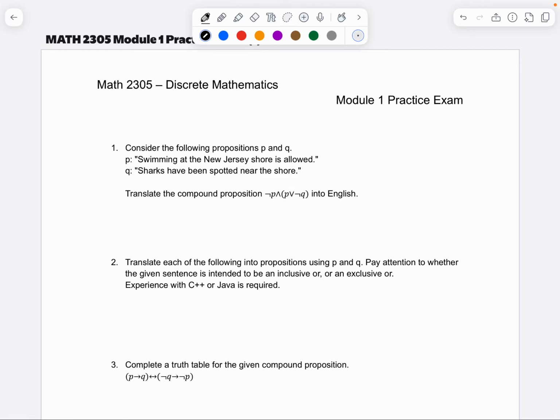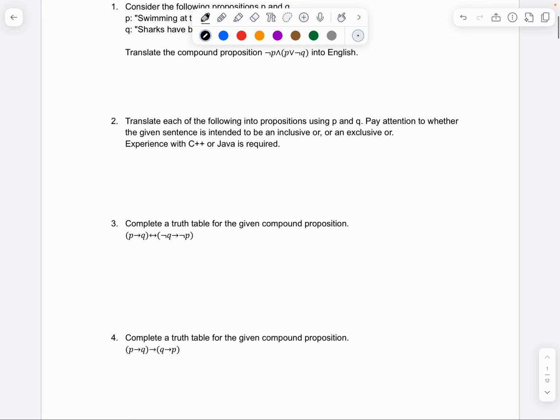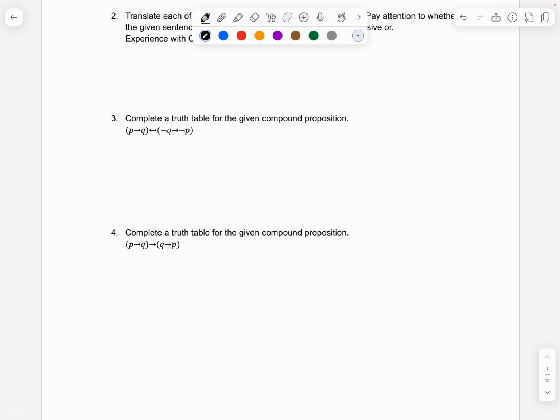So this is the Module 1 practice exam for discrete math. I'm not going to solve every single one of these problems because that would be a video that's way too long. And some of these I think you should be able to figure out by looking at the answer key, which I have posted. So I'm really just going to go through and pick some of the more complicated ones where I feel like I should explain my thought process. And those are the ones I'm going to focus on.